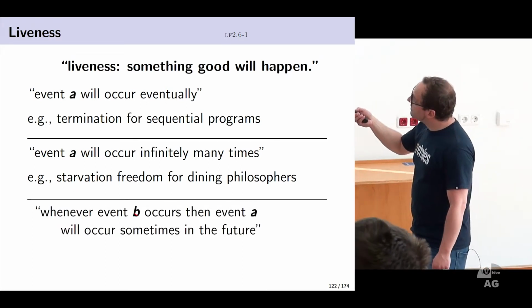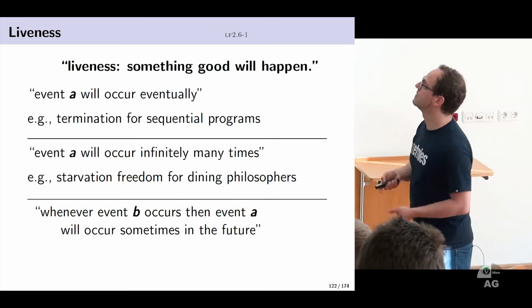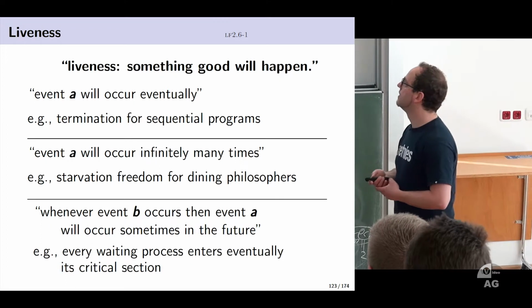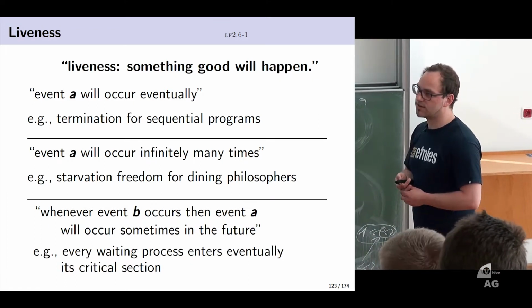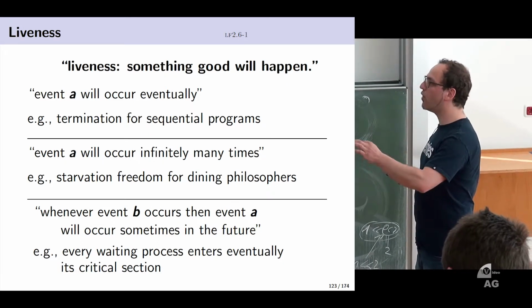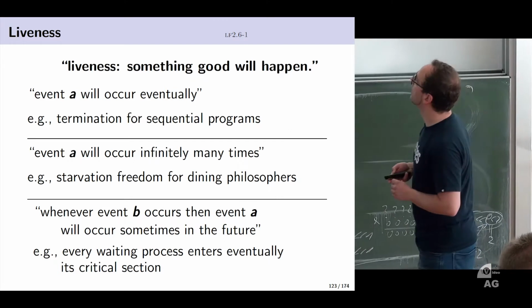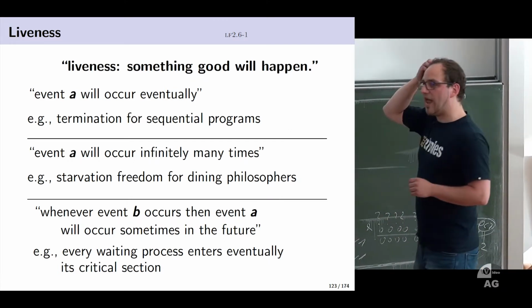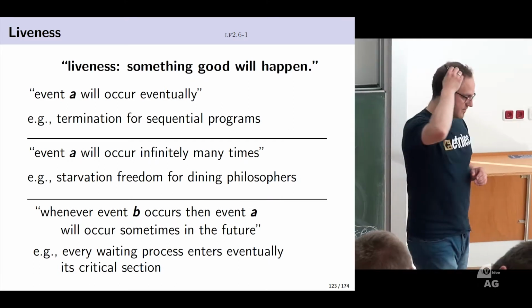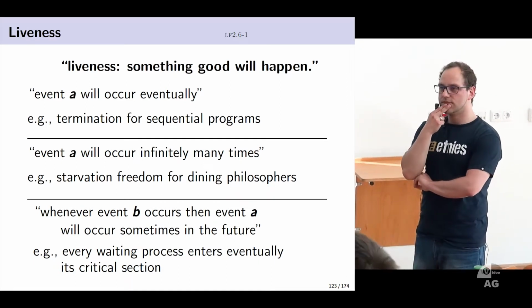Or whenever some event B occurs, then at some point in the future A occurs. Like with the critical section, we had an example where we said, if we at some point are waiting to enter the critical section, then we will do so. These are examples for liveness properties. And can you tell me, why are they not safety properties?